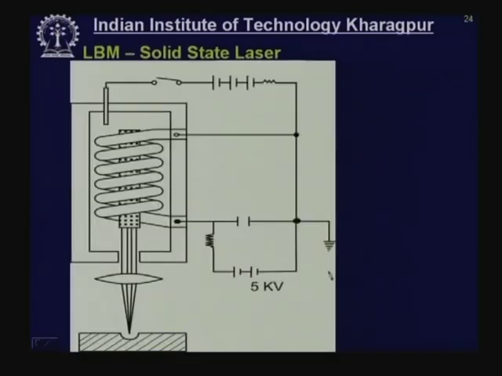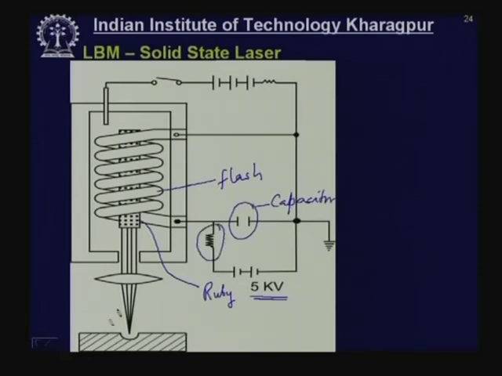How does it work? Once again, this is my flash tube, this is my ruby rod. This flash tube pumps energy within the ruby rod to create the population inversion. How is it done? There is a capacitor from a supply. This capacitor is charged and discharged. The charging time and discharging time is determined by this resistor, and there is a switch. This switch initiates the first emission, and you get a laser beam which interacts with your workpiece.